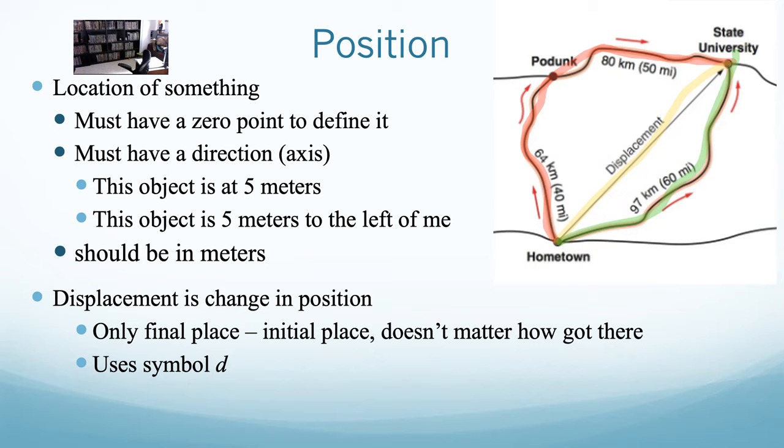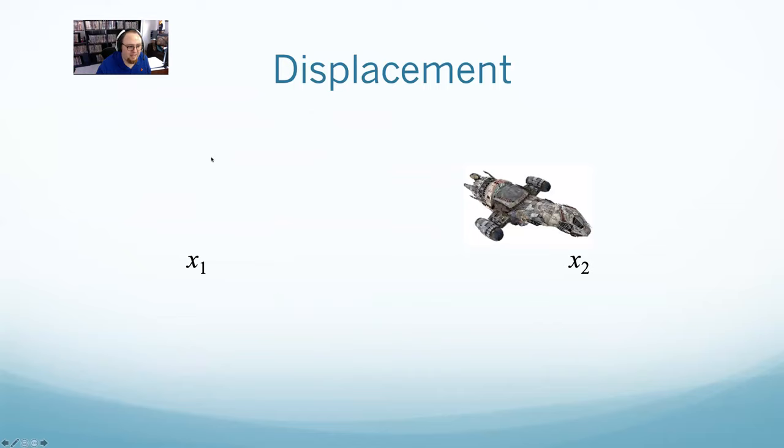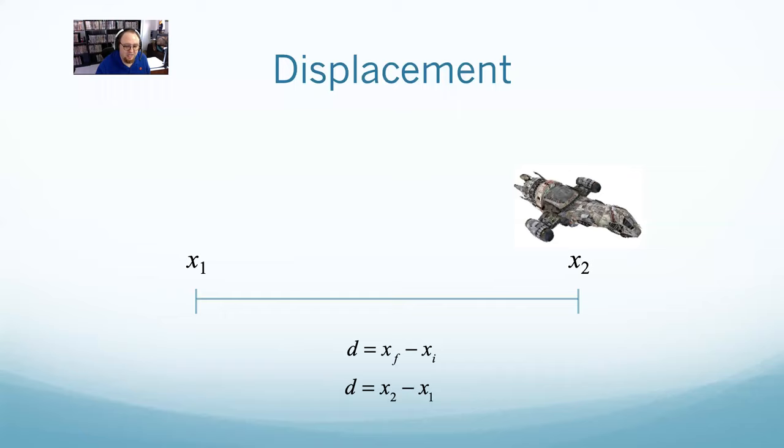So, to give it to you in example form. I still have my highlighter selected. So let's say I got the ship. It goes from point X1 to point X2. Its displacement is just its final position minus initial position. It's just X2 minus X1. That's all the displacement is.